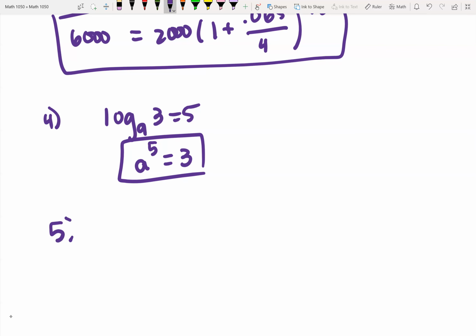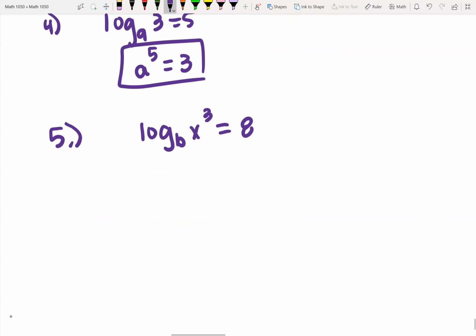Okay, question 5. So this one's pretty easy, and you've seen it quite a bit. So what they want you to do is solve for log base b of x. So you take that 3 and you pull it down in front. And then to get the log alone, you just divide by 3. And there's your answer. It's just 8 over 3.